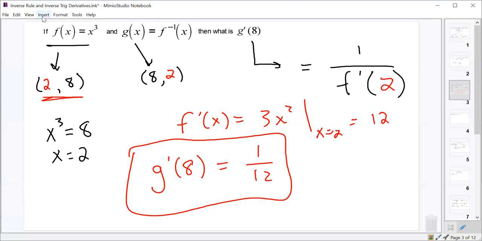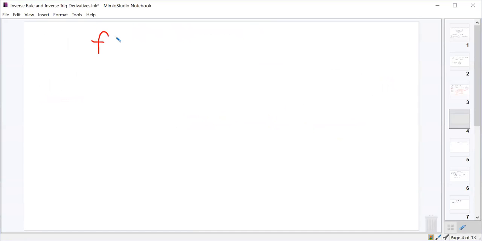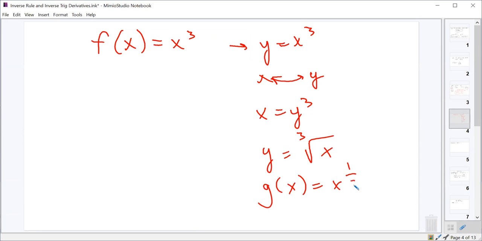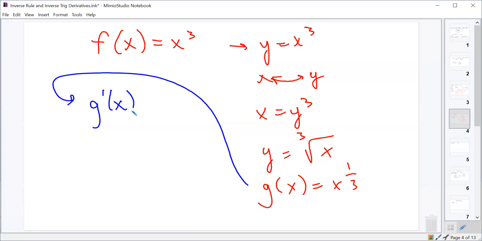Now let's just make sure this is true. If f of x is equal to x cubed, we could write this as y equals x cubed. And then what do we do? Exchange the x and the y values, right? To get x equals y cubed, so the inverse of y equals x cubed is y equals the cube root of x. True? So doing all that tells us what g prime of x is equal to.